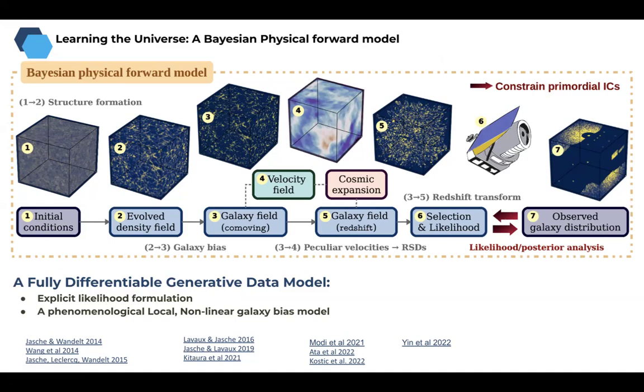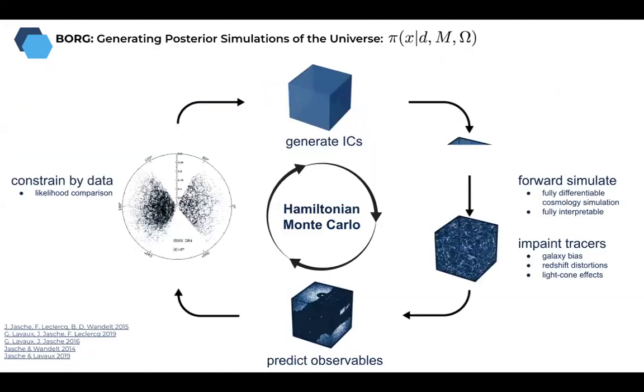In particular, we use the Borg algorithm, which has a fully differentiable cosmological simulator in it that allows us to propagate information from the final density field to the initial conditions and update initial guesses. We can implement this kind of framework into a standard Markov chain Monte Carlo approach, which guarantees a Bayesian inference through the long-run sampling guarantees of the Markov chain Monte Carlo approach.